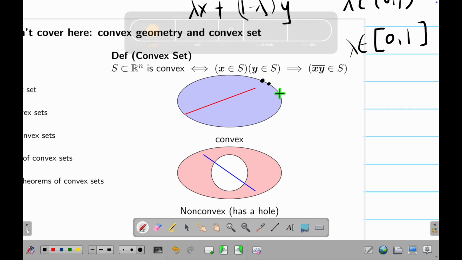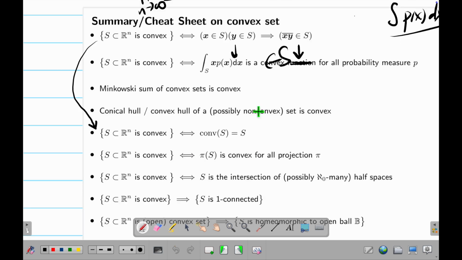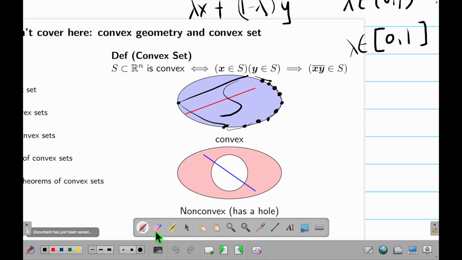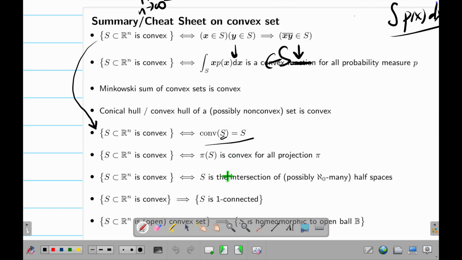Then I can have the following. I have infinitely many points. Imagine I have many points, then I have a convex combination of these. Then this becomes this on S. So S is convex if this is true. That's the idea, and this can be any number of points. It can be countably many, it can be uncountably many. So this is why I have this. But these are details. We don't go into the details.